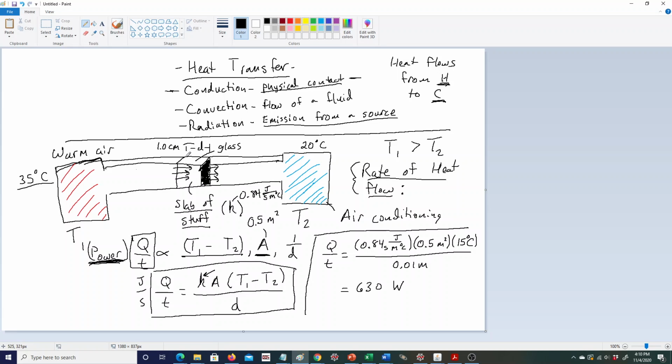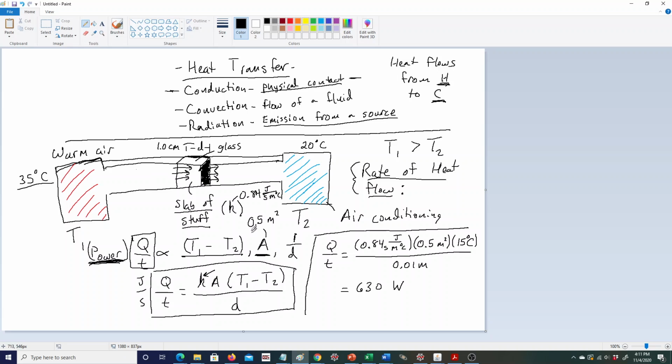But slabs of stuff also have thickness. And it's not hard to think through and justify the statement that the thicker something is, the more it's going to obstruct that heat flow. And again, you would be correct. So it's actually proportional to 1 over the thickness. So the thicker my substance is, the more it's going to obstruct the heat flow.